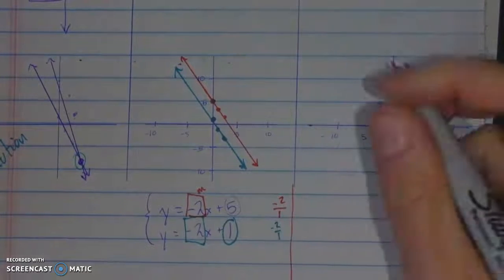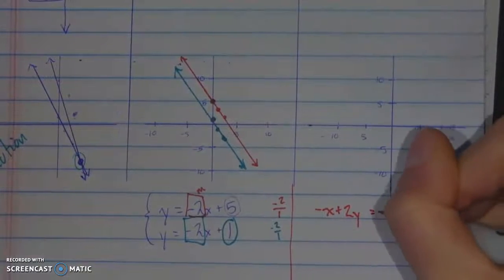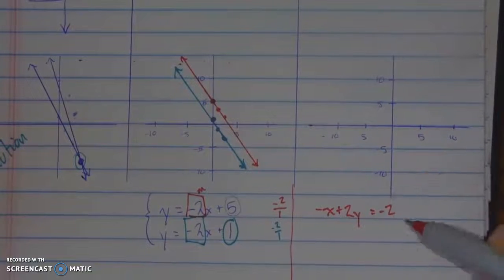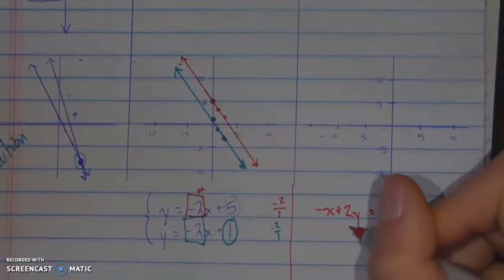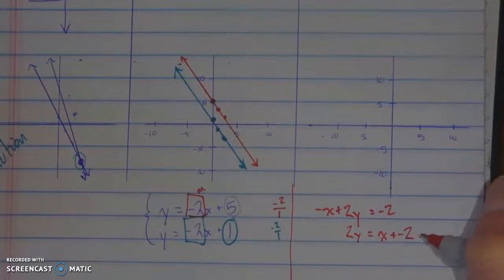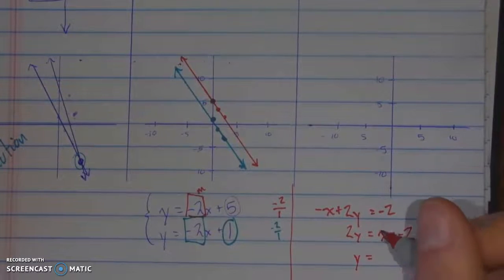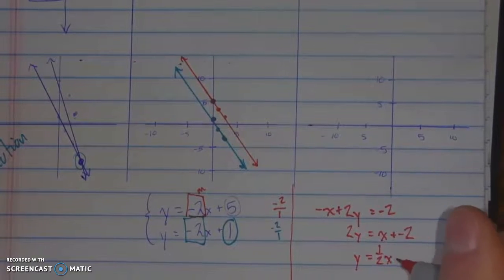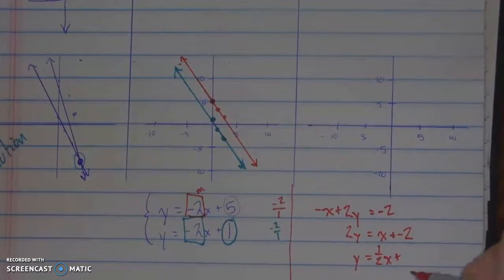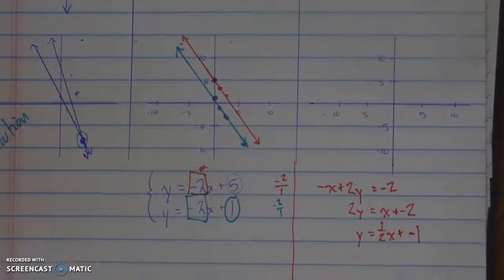So with my first equation, I started with -x plus 2y is equal to -2. I'm going to get y by itself by adding x to both sides. 2y is equal to x plus -2. And then I'm going to divide both sides by 2 to get y is equal to 1/2 x, plus, well, -2 divided by 2 is -1. So that'd be my first equation.